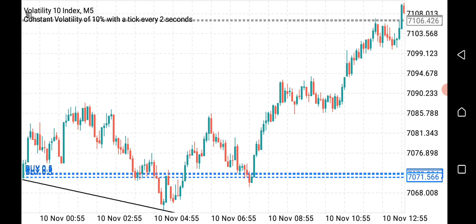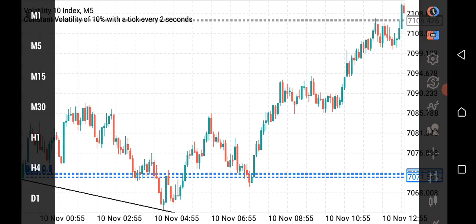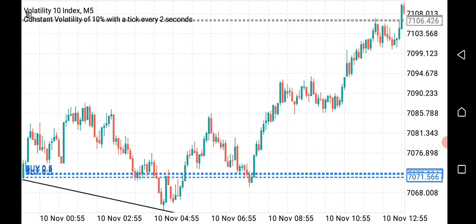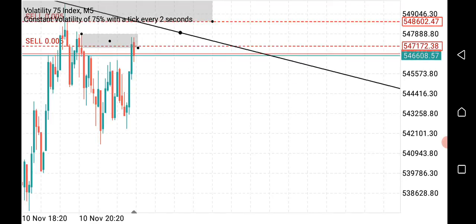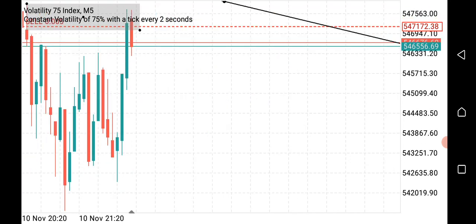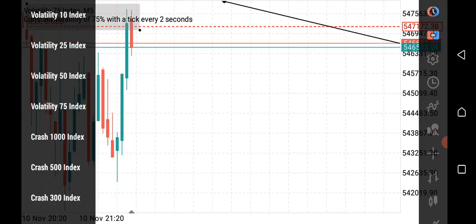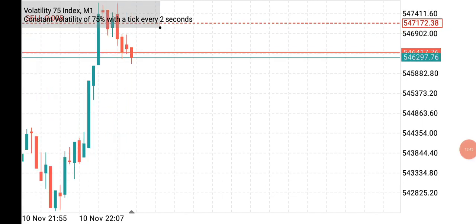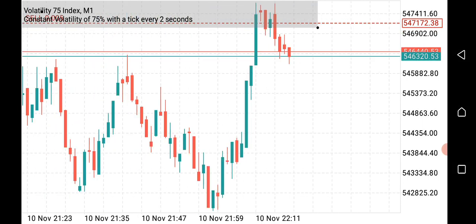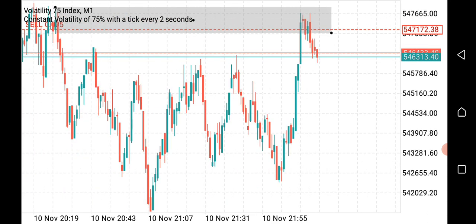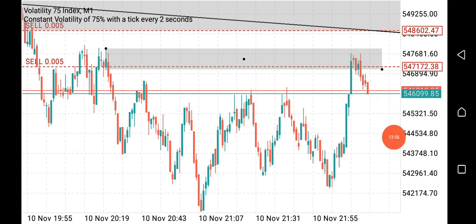All right, let's go back to volatility 75 to check if the market has activated. So the sell limit has been activated. So I think we drew this from the 1 minute time frame. So this is a 1 minute time frame. You can see how the market tapped into the zone perfectly, and then is reversing to the downside.